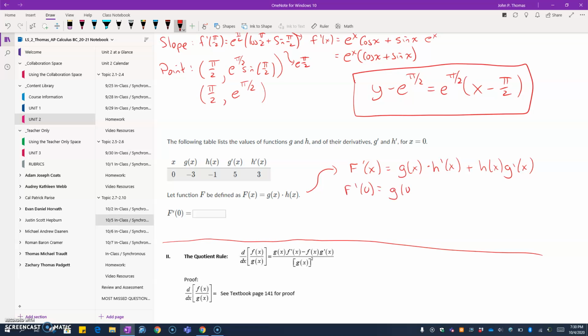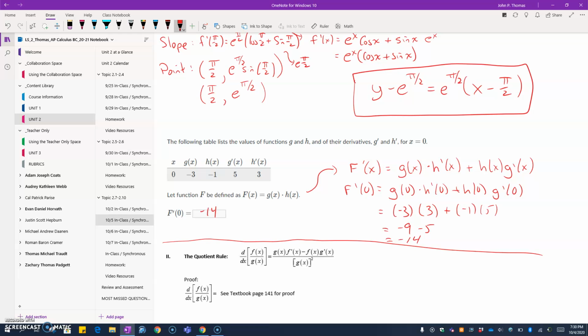So we're going to have g of 0 times h prime of 0 plus h of 0 times g prime of 0. And we're going to grab those out of the table because we have all these values for 0. So I've got g of 0 from the table is a -3. H prime is a 3. H is going to be a -1. And g prime would be a 5. So I've got -9 minus 5, which is a -14. All right, so we're looking at -14 for the answer of that. And again, that gives us the table's perspective.